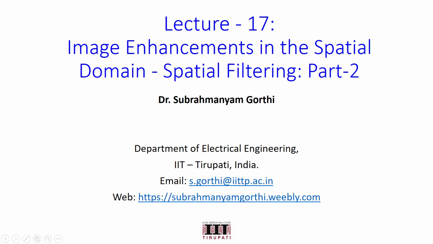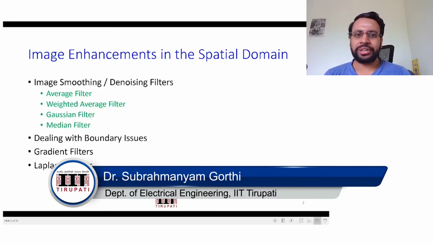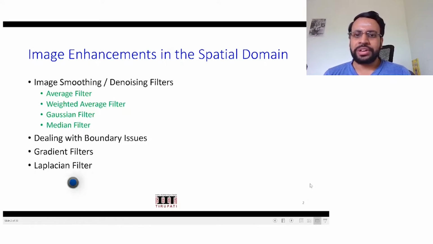Hello everybody, welcome back to the online video lectures of the medical imaging course. In the last video lecture, we were discussing filtering based methods for image enhancement in the spatial domain. More particularly, we have discussed the definitions of correlation and convolution in 2D, and we have also discussed a few enhancements that are related to image smoothing or, to an extent, denoising. Particularly, we have discussed the average filter, weighted average filter, and Gaussian filter.